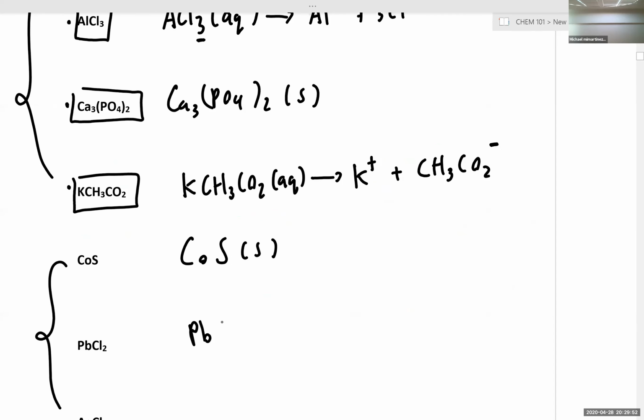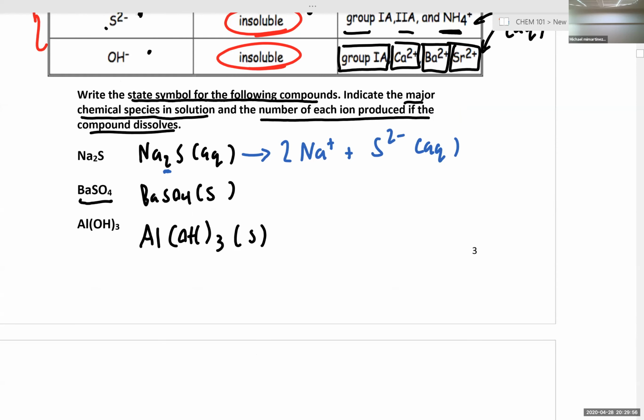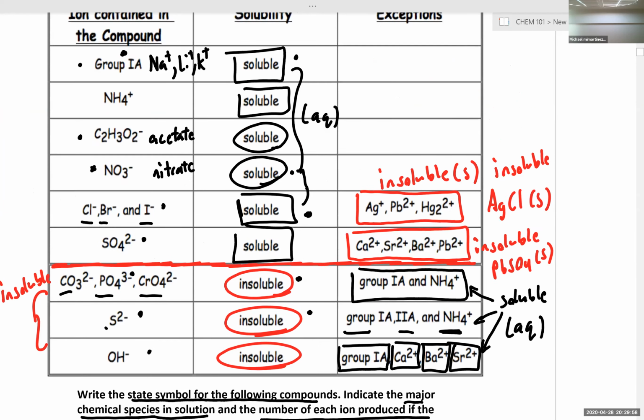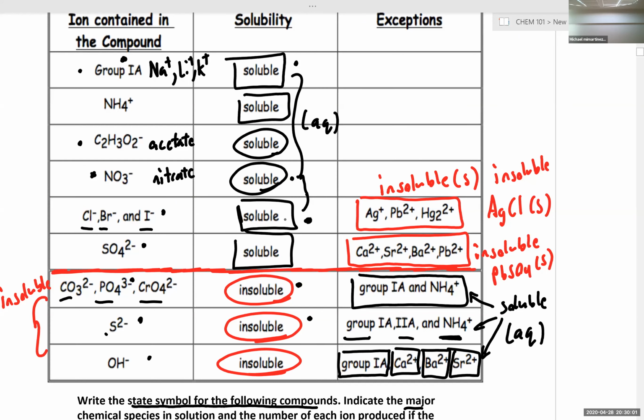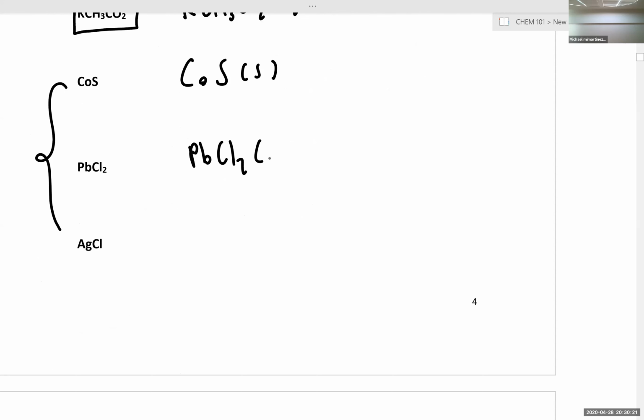Okay, let's look at lead chloride, PbCl2, or lead 2 chloride to be exact. Chloride salts in general are soluble. Do we see lead on the list of exceptions? Is lead chloride soluble or insoluble? And I see a few insolubles in the chat. That's exactly right. So lead chloride gets a solid symbol and we do not dissociate it.